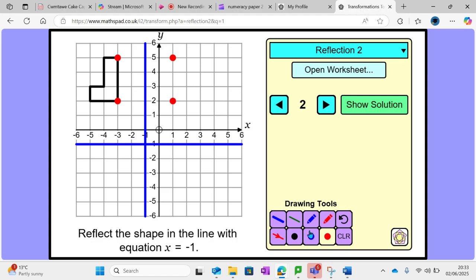Let's use a different color. That is 1, 2, 3, 4 to the left. I'll go 4 to the right. 1, 2, 3, 4. I'm trying my best to ignore the axes now. I'm just using that line. And again, that would go there. This one here would go there. And this one up here would go there. And show solution. There we are. Okay. Right. One more.